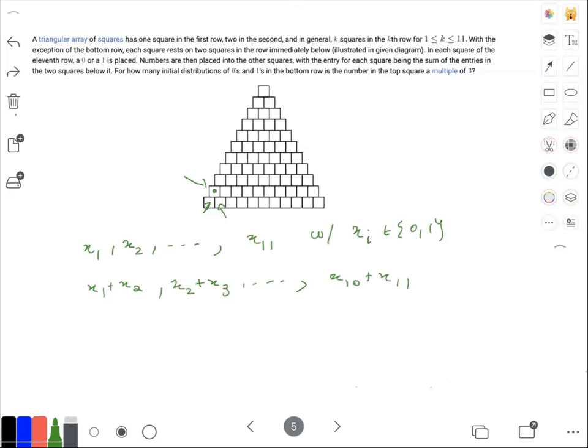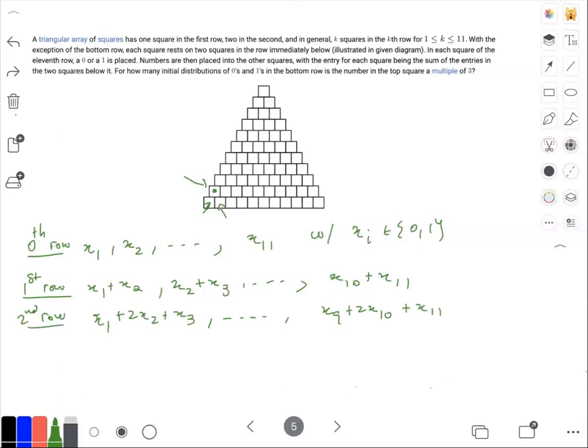So next, what do we do? We add these two elements. So we have x1 plus 2x2 plus x3, and so on until we have x9 plus 2x10 plus x11. I'll call the bottom row the 0th row. You'll soon see why. I'll call this the first row, and this the second row.